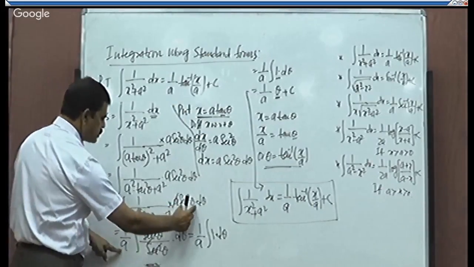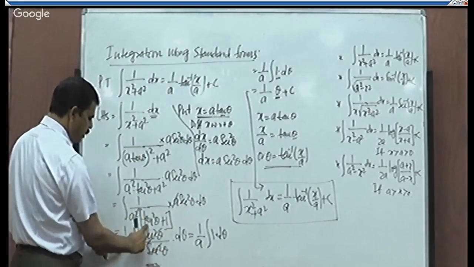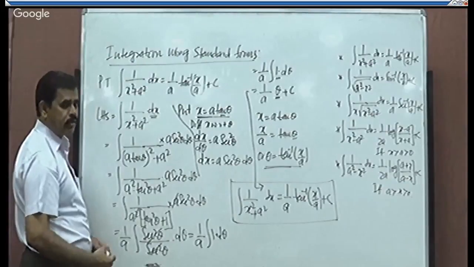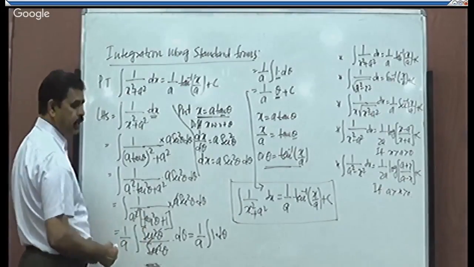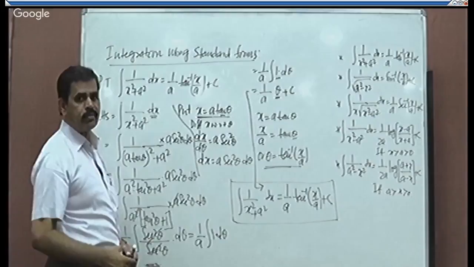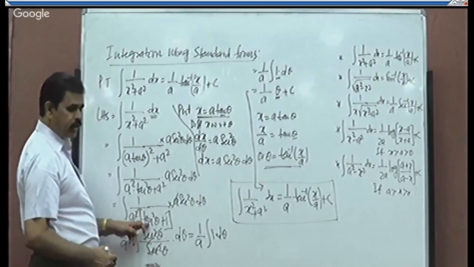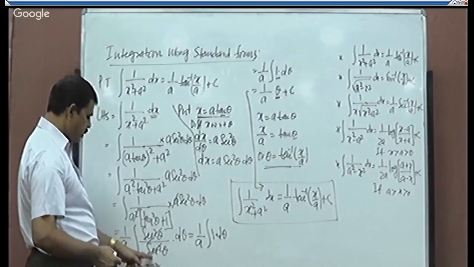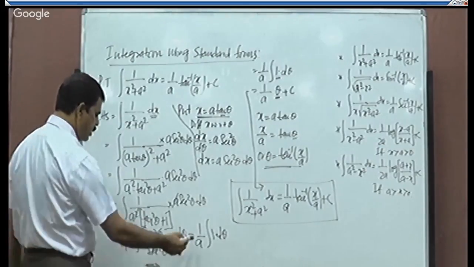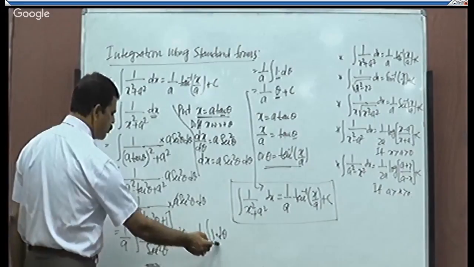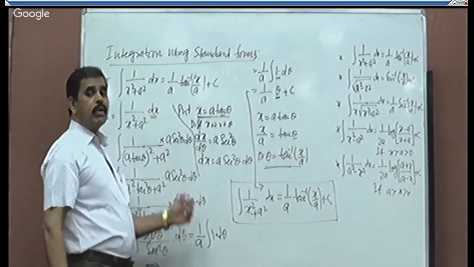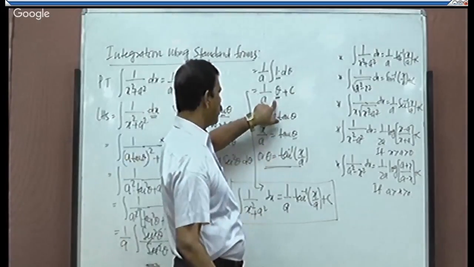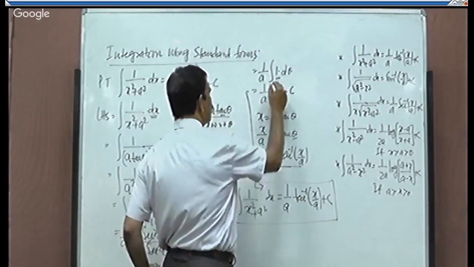Then this secant square theta, and we have a formula for tan square theta plus 1 is equal to secant square theta, because secant square theta minus tan square theta is 1. Therefore secant square theta is equal to 1 plus tan square theta. Secant square theta cancels. Remaining is 1 by a into 1 into d theta. So integration of 1 with respect to theta is theta only. That is 1 by a into theta plus c.